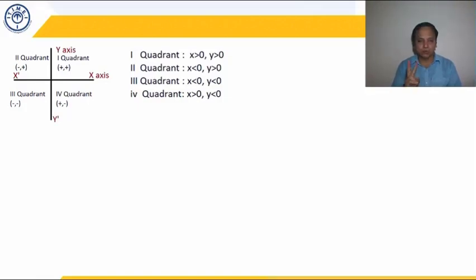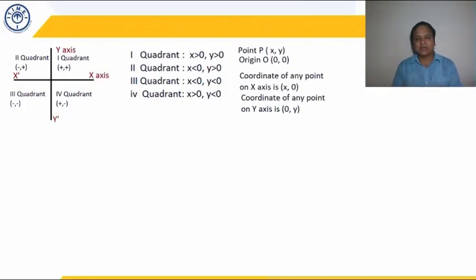First quadrant, both x coordinate as well as y coordinate are positive. Second quadrant, x coordinate is negative, y coordinate is positive. Third quadrant, both x coordinate and y coordinate are less than 0. And fourth quadrant, x coordinate is positive and y coordinate is negative.